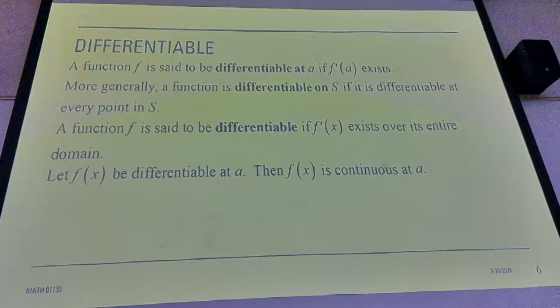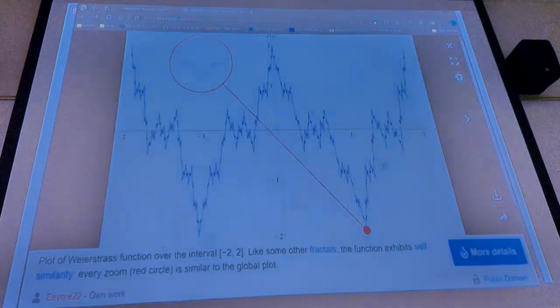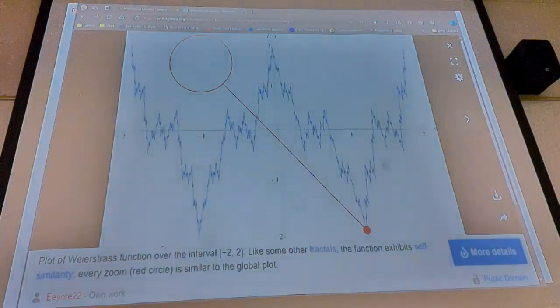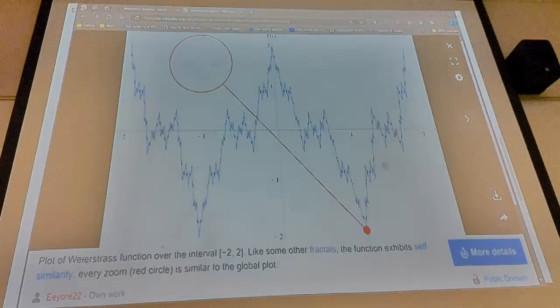There are functions that exist that are continuous everywhere but differentiable nowhere. This is one such function. It's called the Weierstrass function. Pick any point, zoom in, it looks the exact same.